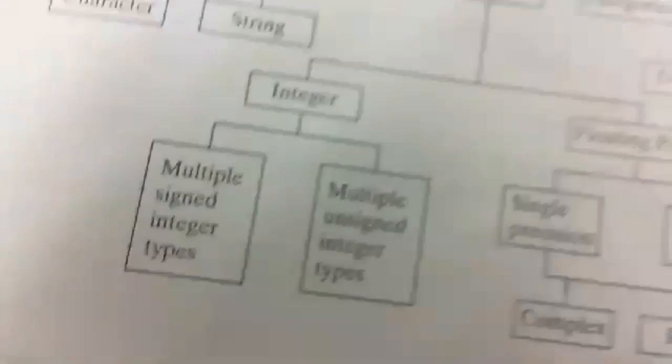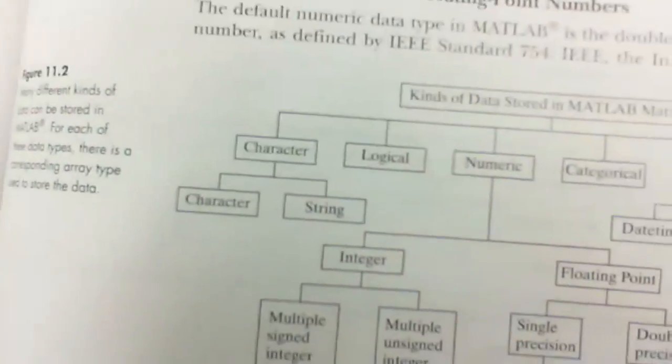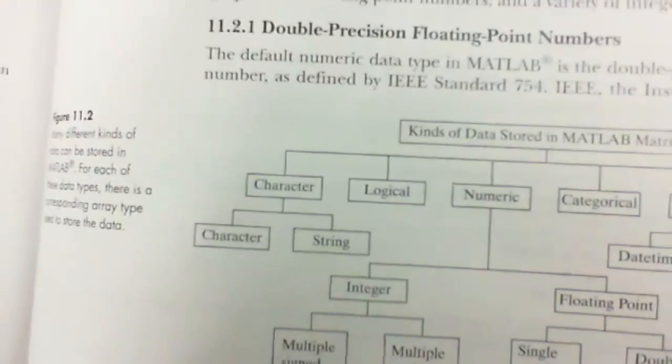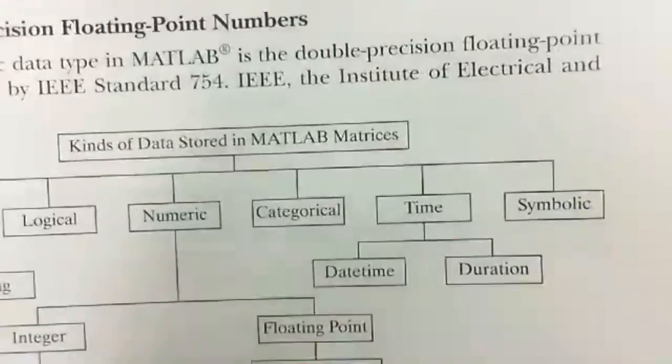So that's what that means. That double means it's a double precision floating point number. But there are others you can also have. You can see over here that you can have integers, and that's backwards again. You can also have characters. You can have logicals, a logical matrix, a numeric matrix, categorical matrix, a time matrix, and symbolic matrices. So all these are different types of matrices you can have, and it depends on what you're saving and how you save it, essentially.